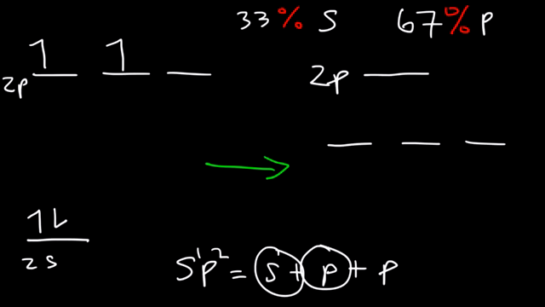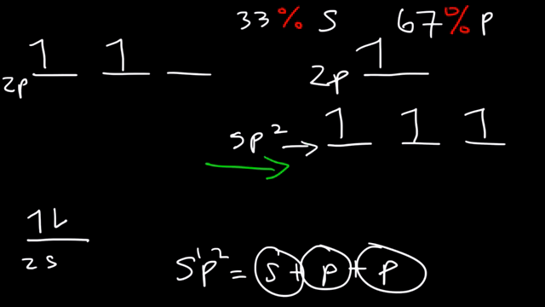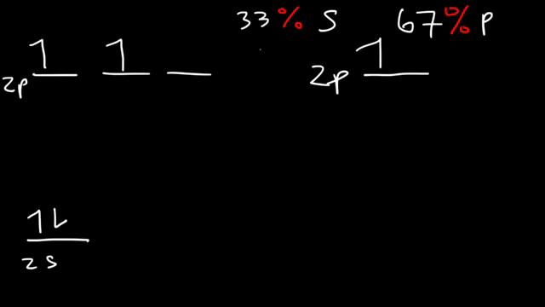Since we use 3 orbitals to make them, we're going to get 3 hybrid orbitals. So I'm going to put one electron in each orbital. So we should have something that looks like this. So these are the 3 sp2 hybrid orbitals. Now let's talk about the sp hybrid orbital.